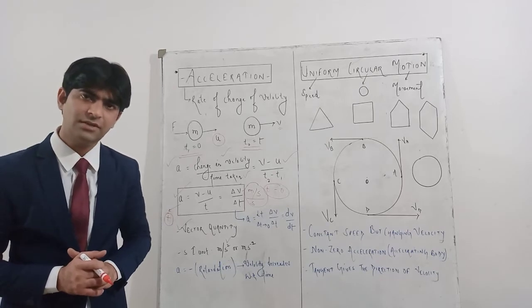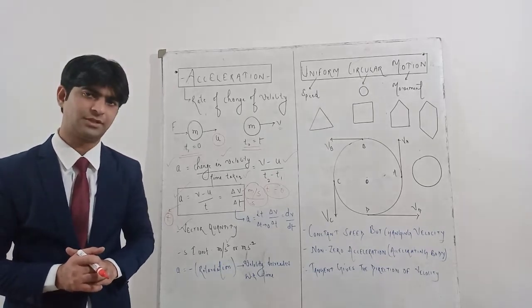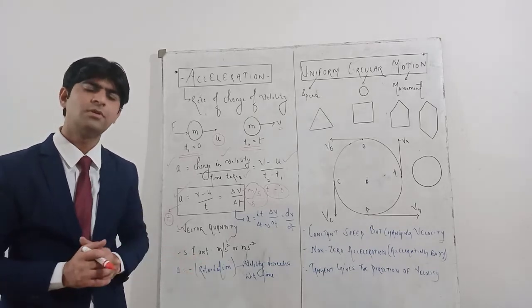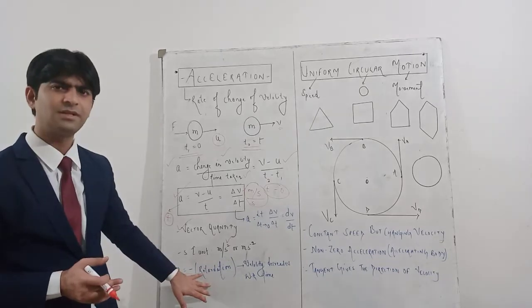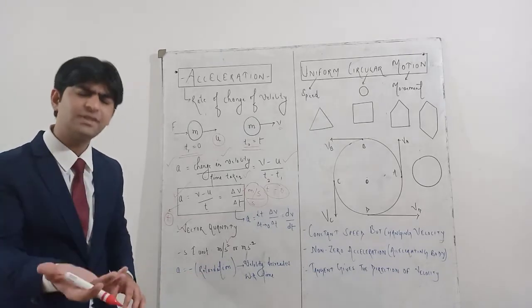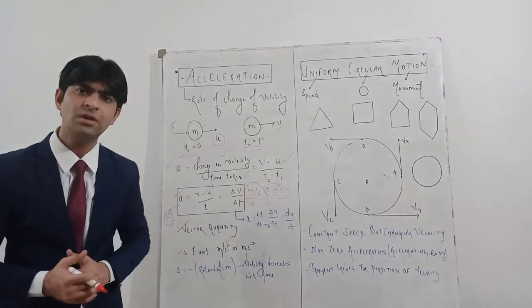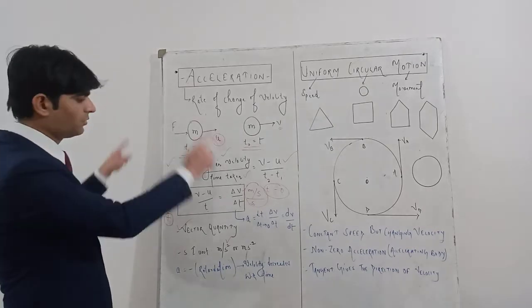If you get a negative value of acceleration, it is called retardation or deceleration. If you get a positive value, it is definitely called acceleration. This is also acceleration, but in specific terms, this negative acceleration is called retardation. So this is all about acceleration.